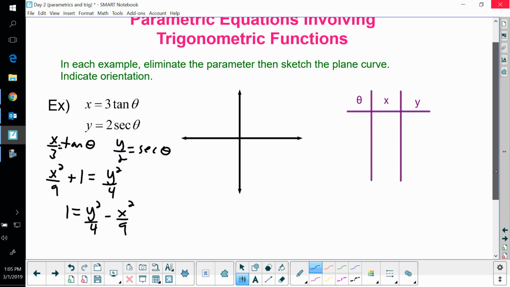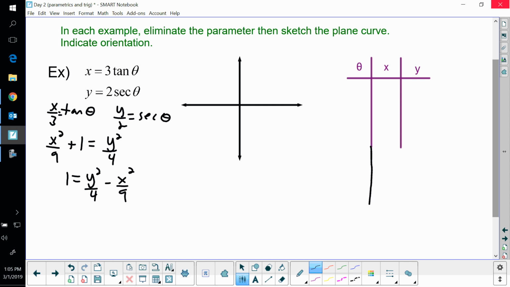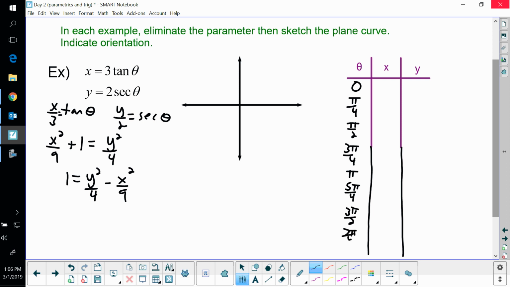Based on what we saw last time, I'm going to insert the multiples of pi over 4 as I go through here. So we're going to have 0, pi over 4, pi over 2, 3 pi over 4, pi, 5 pi over 4, 3 pi over 2, 7 pi over 4, and then 2 pi.